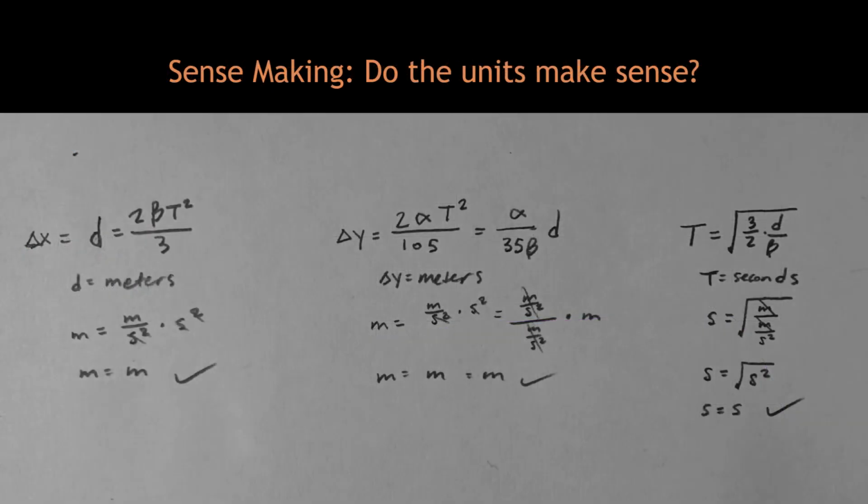A part of sense making is having the units equally balanced and physically correct. For example, for their horizontal and vertical positions, we should come out with units of length, in this case meters, and for big T, the unit should be of time, in this case seconds.